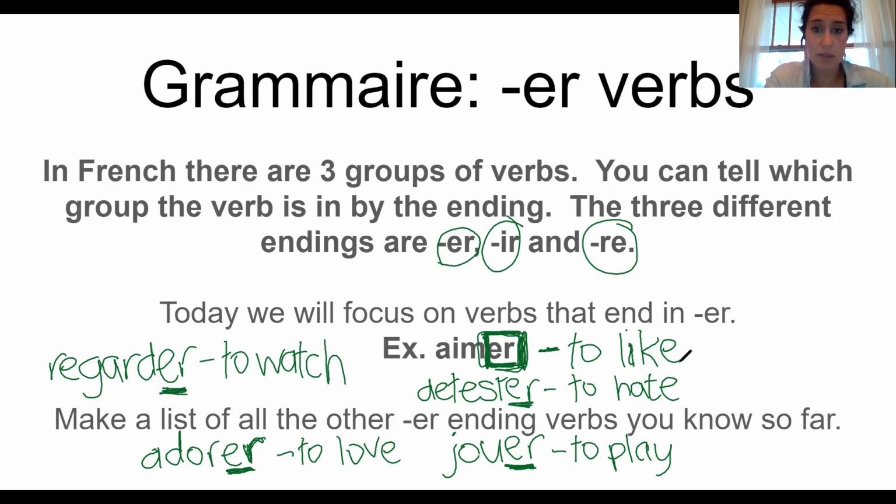So I want you to make sure that this is in your notes. If you're making your own notes rather than using that paper, then your own notes can be common ER verbs or ER ending verbs, and just make a list: aimer, détester, jouer, adorer, regarder. If you have any others, you can add other ones on there that you know.